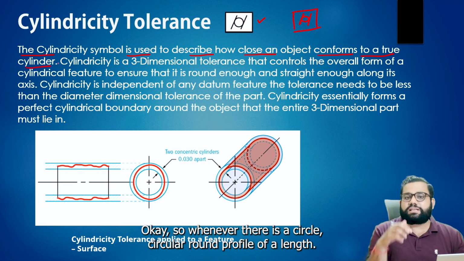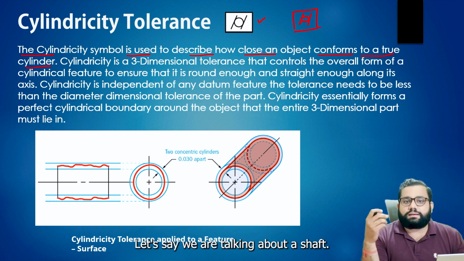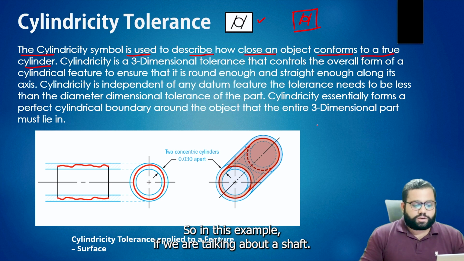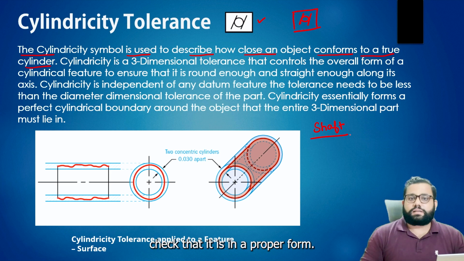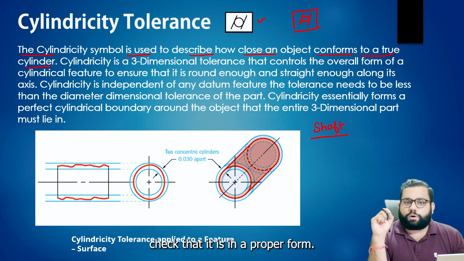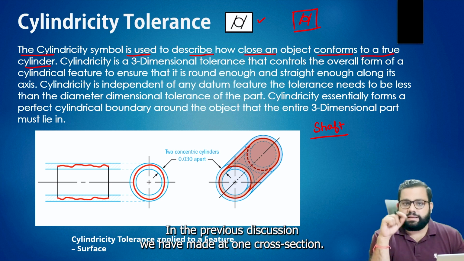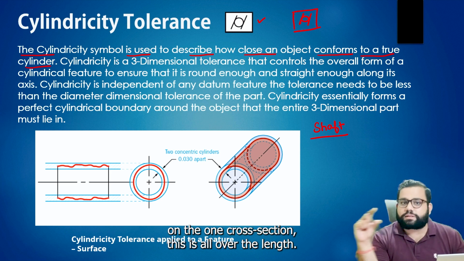Whenever there is a circular round profile of a length, let's say we are talking about a shaft, how will we check that it is in a proper form, a proper shape? We use the cylindricity. Unlike circularity or roundness in the previous discussion, which we checked at one cross section, cylindricity is not on one cross section, it is all over the length.